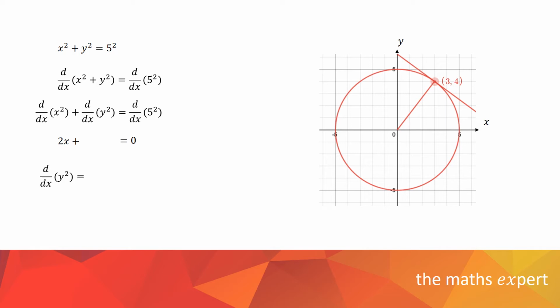However, differentiating y squared with respect to x is the concept that needs to be addressed, and this is implicit differentiation. This is where we use the chain rule to express this differential in terms of differentiating with respect to y, which we can do, and then multiplying by dy by dx. This gives us 2y times dy by dx.